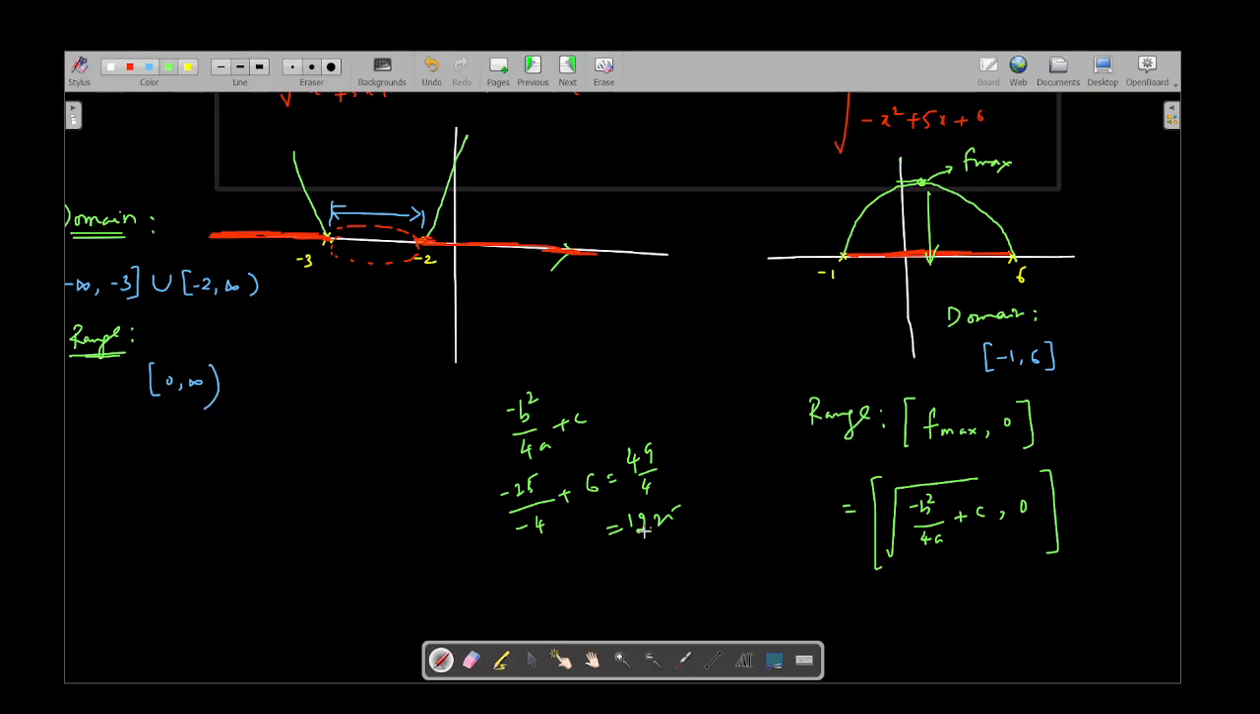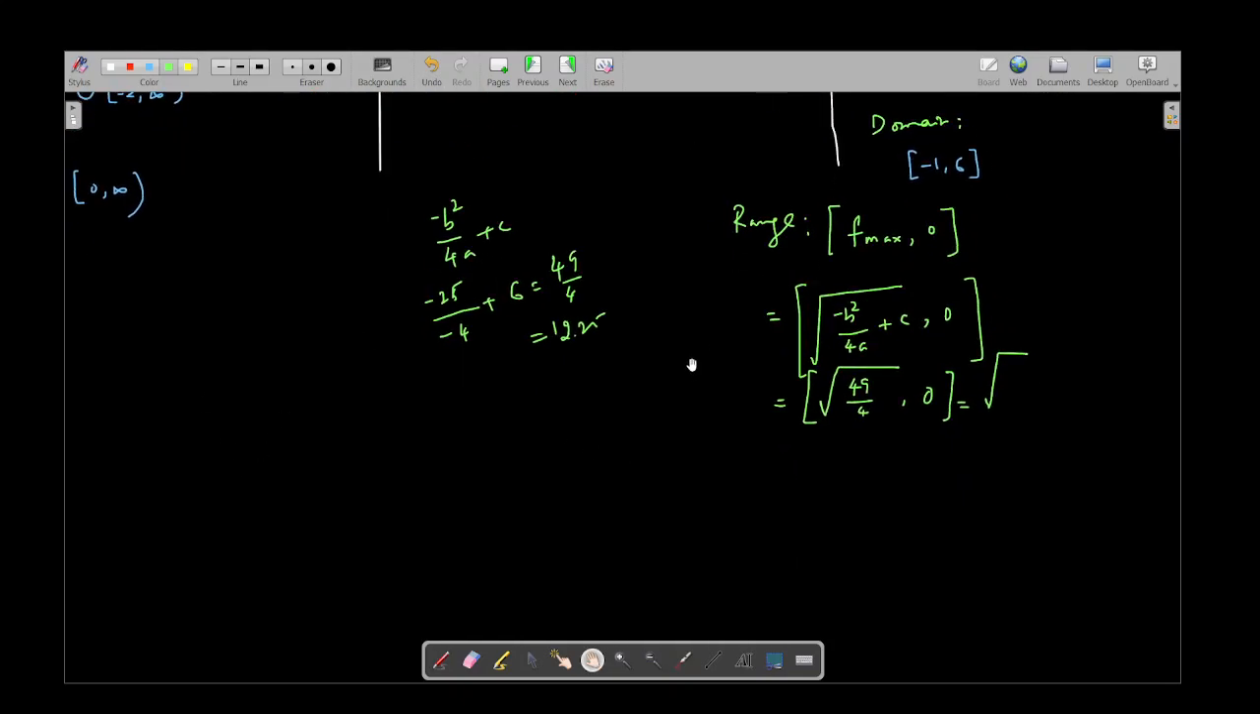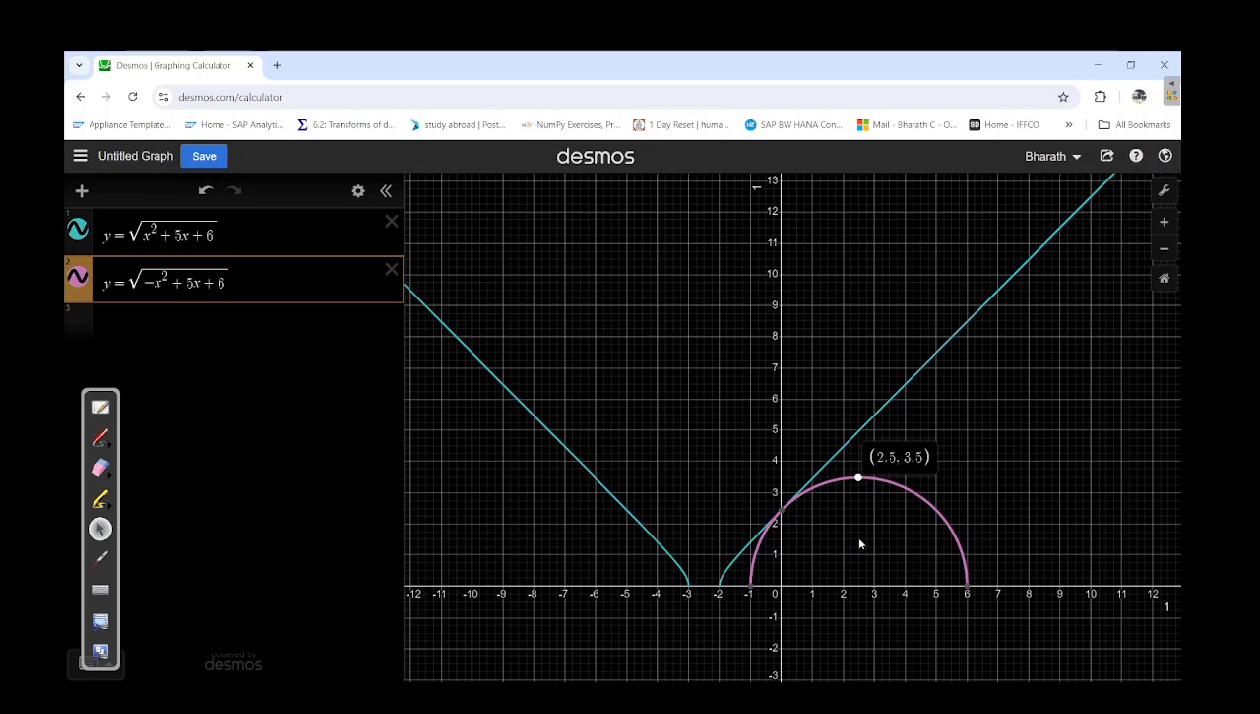So this is actually square root of 49 by 4. Minus b squared by 4a plus c is 49 by 4, and I have to put this under the square root. Square root of 49 is 7, square root of 4 is 2, so it is 7 by 2, which is 3.5, down to 0. So you can see the maximum goes to 3.5 and then goes to 0.